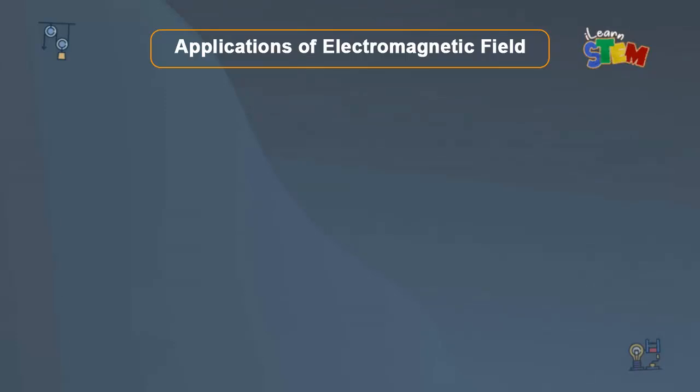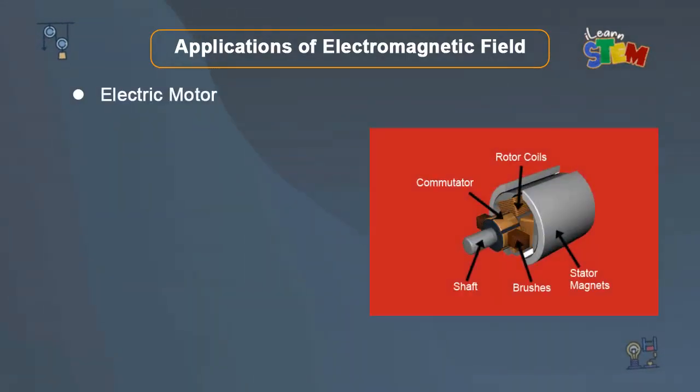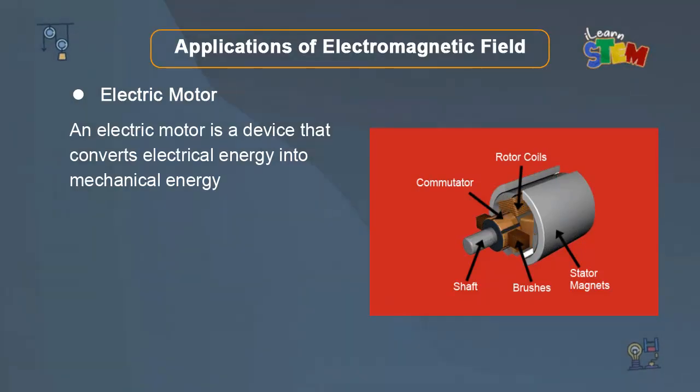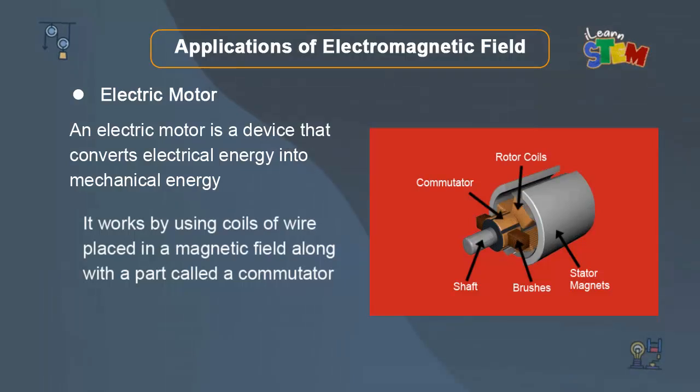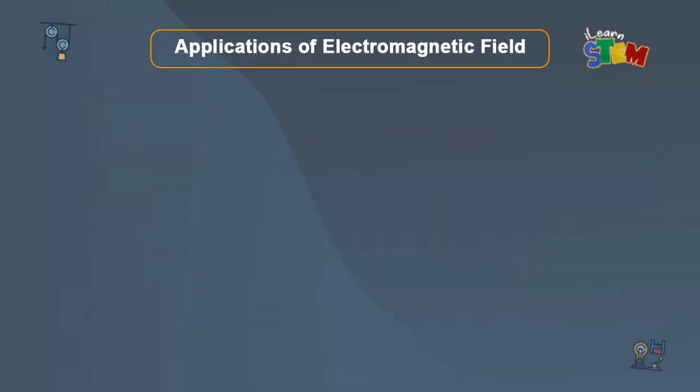Our first objective today is the applications of electromagnetic field. Electric motor. An electric motor is a device that converts electrical energy into mechanical energy. It works by using coils of wire placed in a magnetic field along with a part called a commutator. When electric current flows through the coil, it interacts with the magnetic field, and this interaction produces a force that causes the coil to rotate. This rotation is used to do work in machines like fans, electric cars, and blenders.